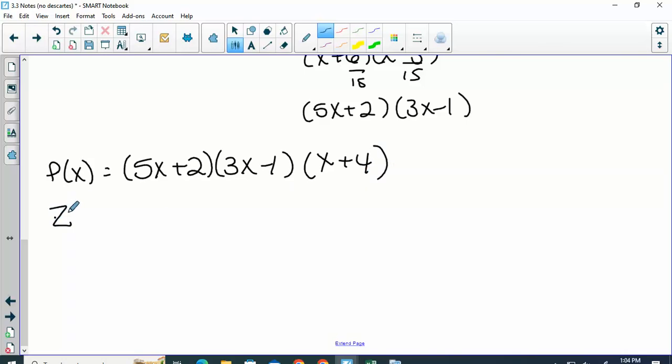So the zeros, if we set each of those equal to 0, we get -2/5, +1/3, and -4. And were all of those on our original list?